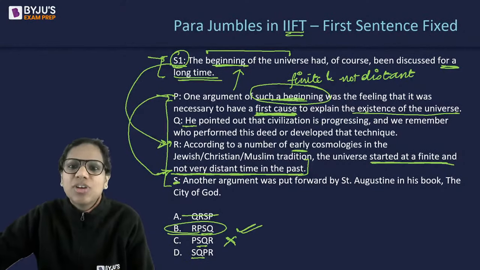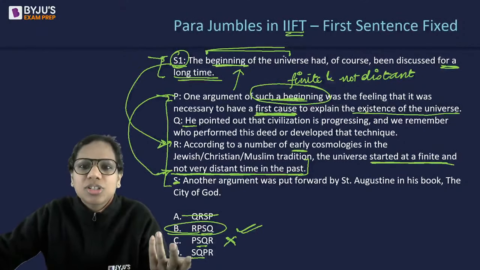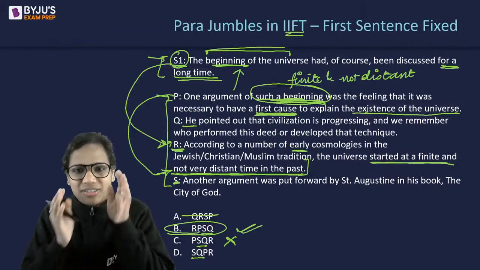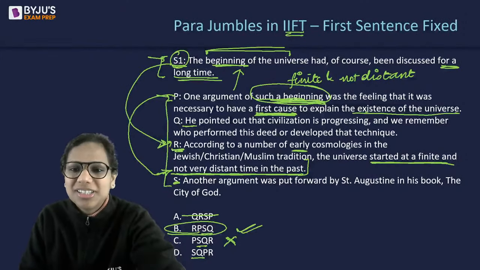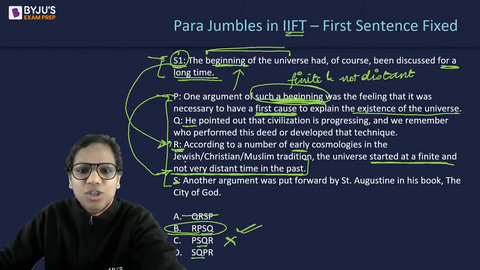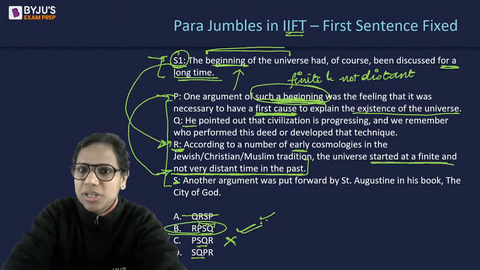Because in C, when I say such a beginning, what kind of beginning? Here I have just said beginning of the universe. What kind of beginning am I talking about? The one that is there in our finite time and not a distant time in the past. Right? So B is the answer. And one argument, another argument. Even PS makes sense together. Yes, RPSQ. So B, remember this interesting question.